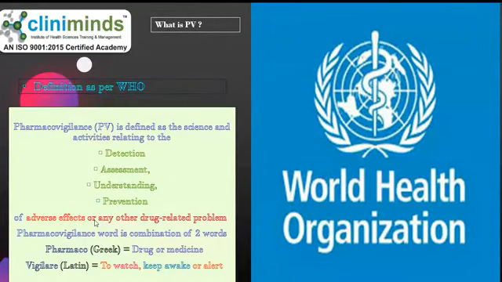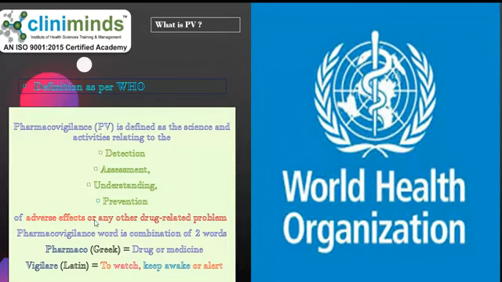The word pharmacovigilance is a combination of two words, pharmaco and vigilance: drug or medicine, and to watch, keep awake and alert. So basically detection is to spot and locate the adverse event, which is an unexpected or undesired occurrence of any particular situation.